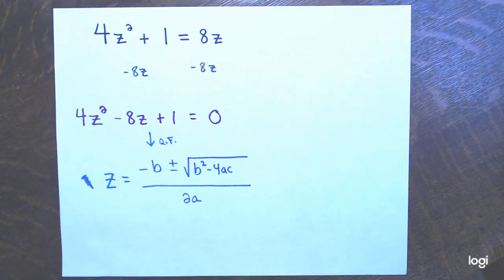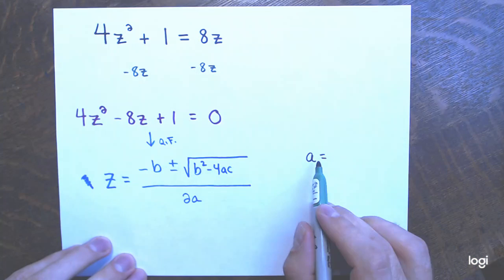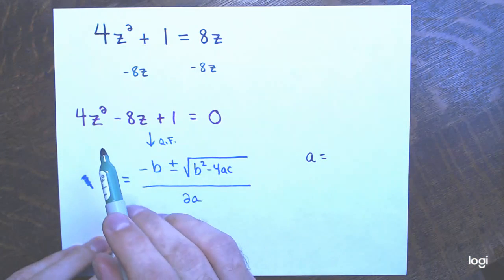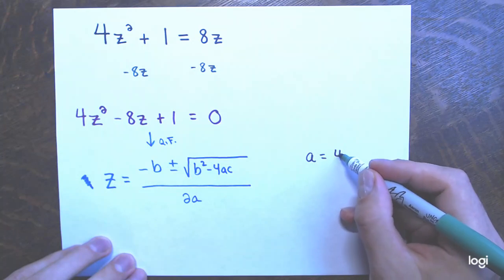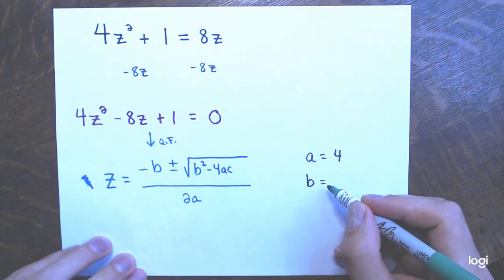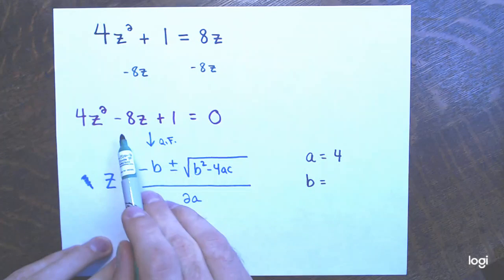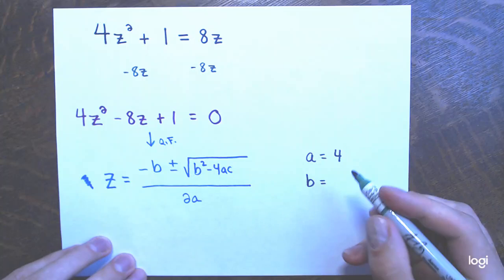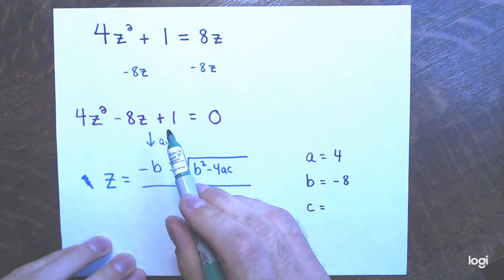All right, let's identify those coefficients. What's the value of a? All right, again, that's the coefficient of the squared term when it's in standard form. That's the 4, positive 4. The b is the coefficient of the first powered term, the linear term in standard form. That would be the -8, right, times the z to the first. Don't forget the negative. And then the value of c is the value of the constant term, the term without the z in it. In standard form, that'd be this positive 1.